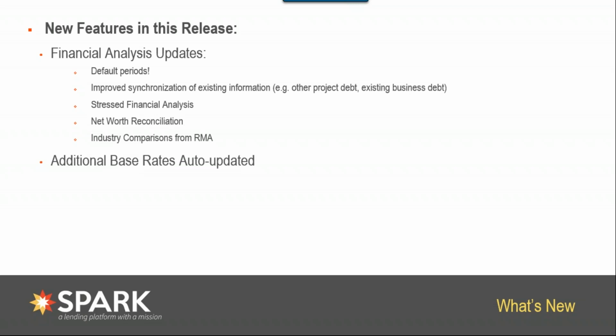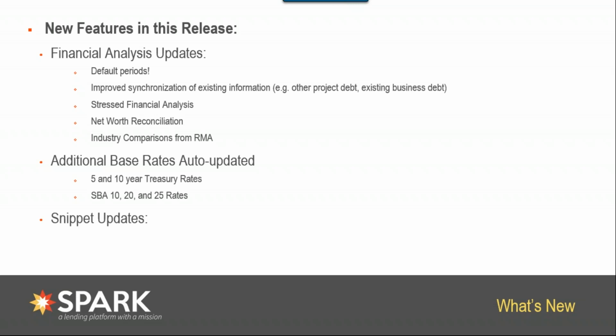Additionally, we've got base rates that will be automatically updated. So you're going to see your 5 and 10-year Treasury rates, as well as your SBA 10, 20, and 25 rates be automatically updated. For some of you, this might mean seeing an update every single day when you log into Spark. So just keep that in mind. You'll have that apply new base rate banner that's going to show up.